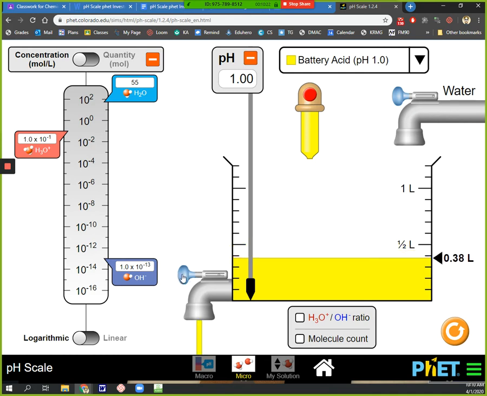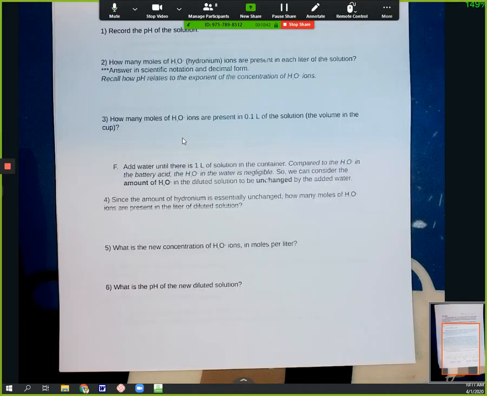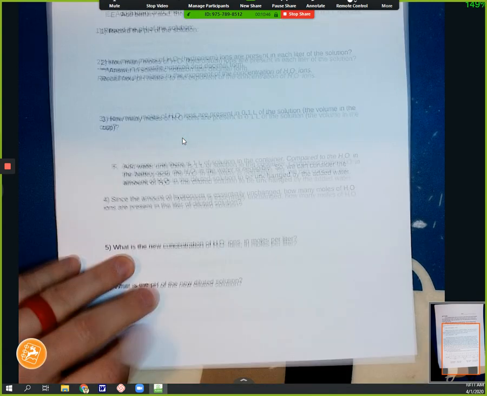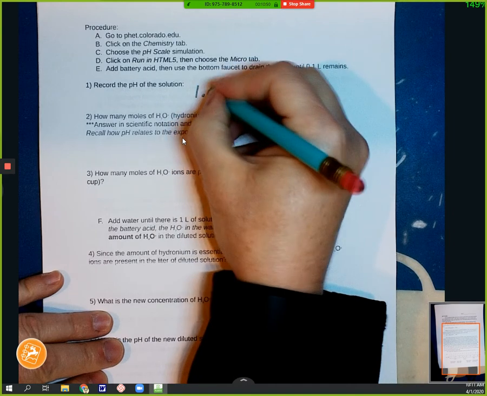You've got to be really careful on this lab because it's really sensitive, and if you miss, then you might have to end up starting things back over. So here I am at 0.1 liter. First question there is record the pH of the solution. So looking at my pH meter, my pH is 1.00. Back over on my paper, where it says to record the pH of the solution, I'm going to write 1.00.